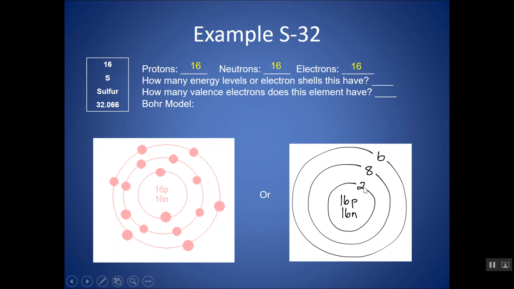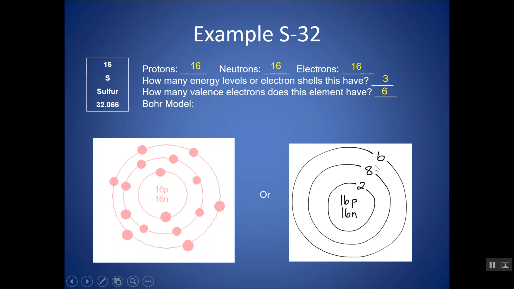So I know a maximum of 2 can fit in the first shell. Okay, so I've used up 2. I know a maximum of 8 can fit in the second shell. 2 plus 8 is 10. I have 6 more to go to add up to 16, so I put those 6 in the third shell, which can hold up to 18, so those 6 are fine. And I notice that I have 3 shells, 1, 2, 3, and that's why I have 3 numbers here. It tells me how many electrons are in each shell: 2 in the first, 8 in the second, 6 in the third, and it has 6 valence electrons.